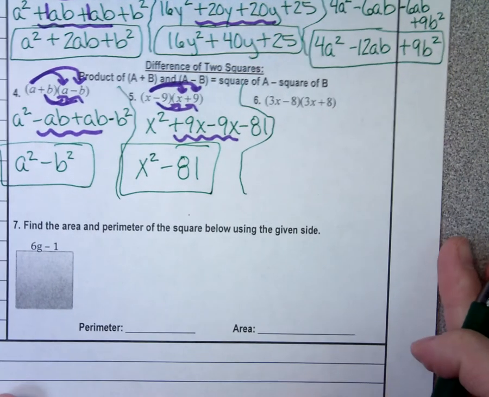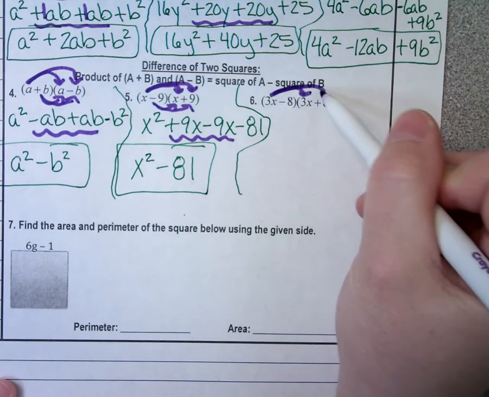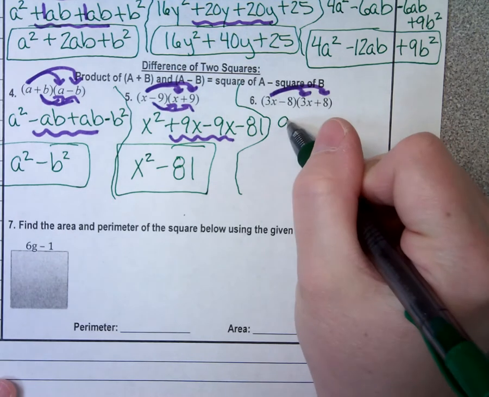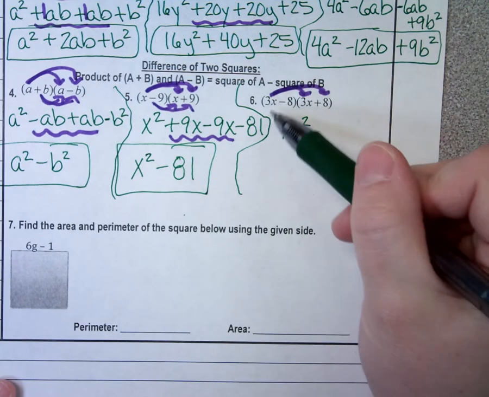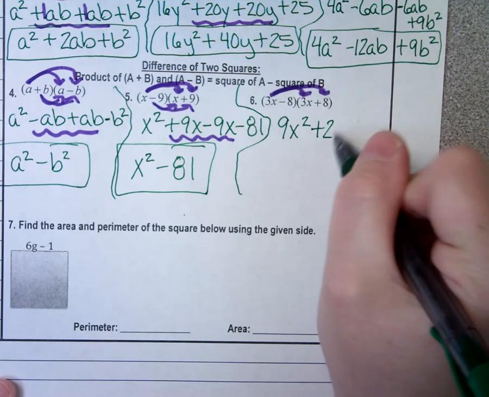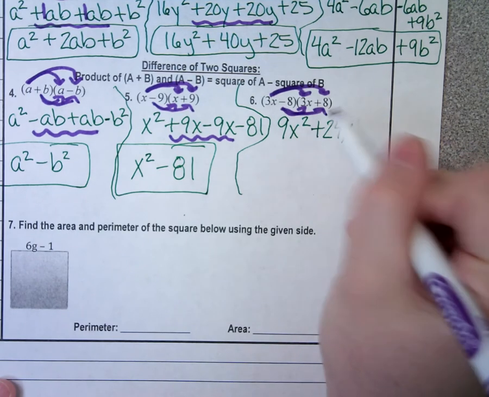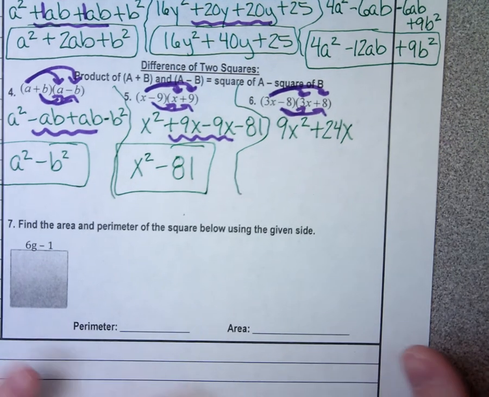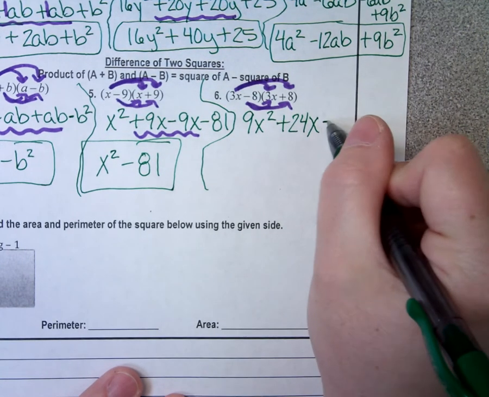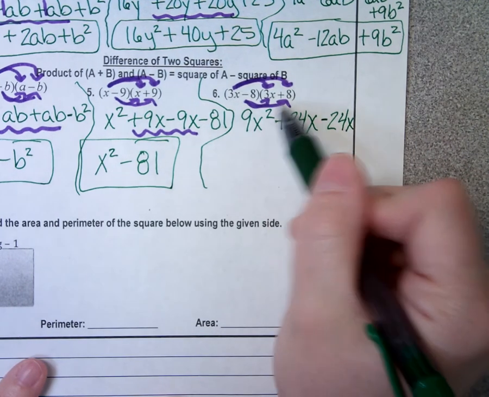Okay, let's look at number 6. Let's first distribute the 3x with both things in the back set of parentheses. How much is 3x times 3x? 9x squared. How about 3x times 8? A positive 24x. Okay, now let's distribute the negative 8 with both things in the back set of parentheses. How much is negative 8 times 3x? A negative 24x. And negative 8 times positive 8?